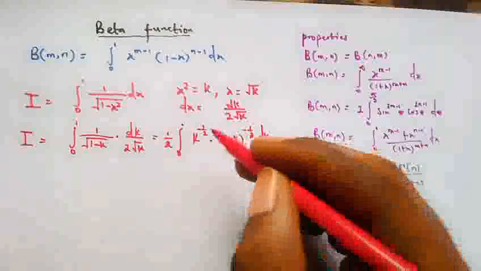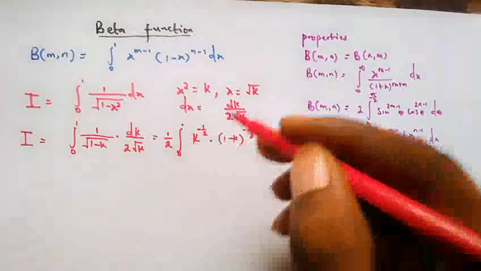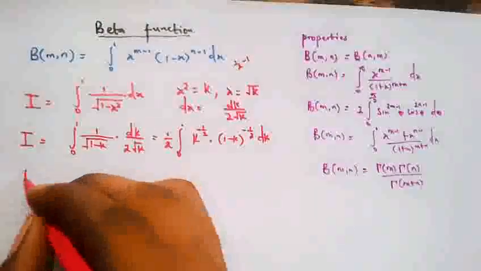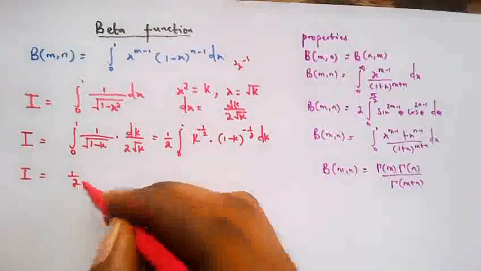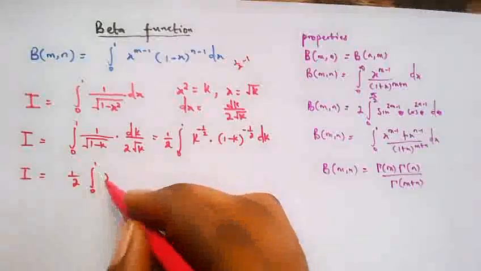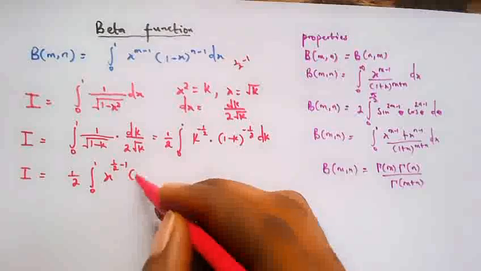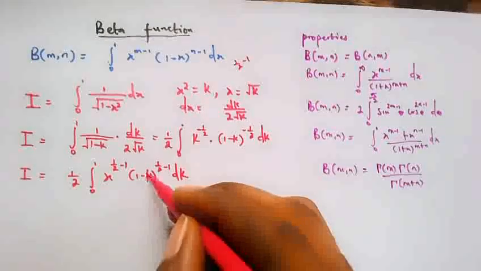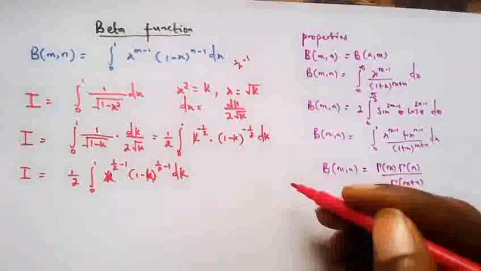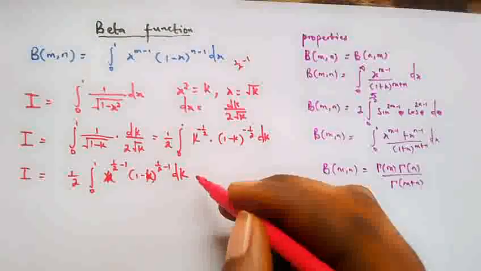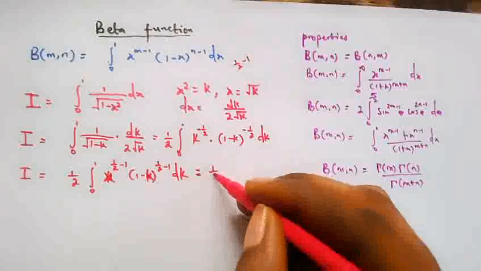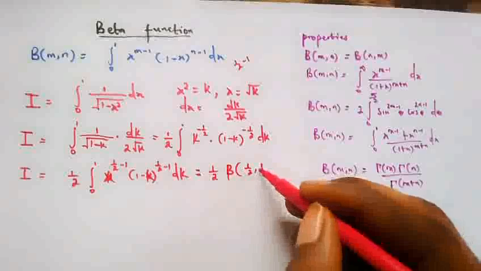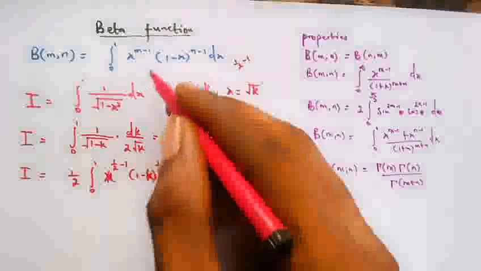Now let us try rewriting this negative 1 over 2 as 1 over 2 minus 1. So we have I equal to 1 over 2 times the integral from 0 to 1 of k raised to 1 over 2 minus 1 times 1 minus k raised to 1 over 2 minus 1 dk. Now we are going to take the beta function from here. So we have 1 over 2 times the beta of 1 over 2 and 1 over 2, if you compare this to this.